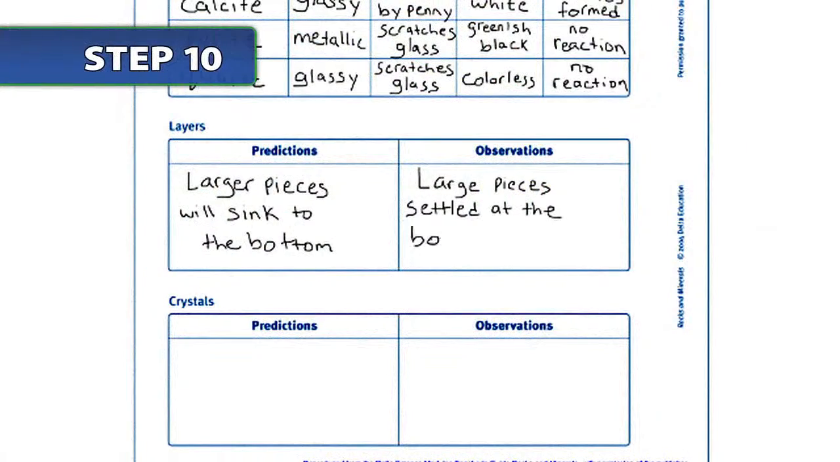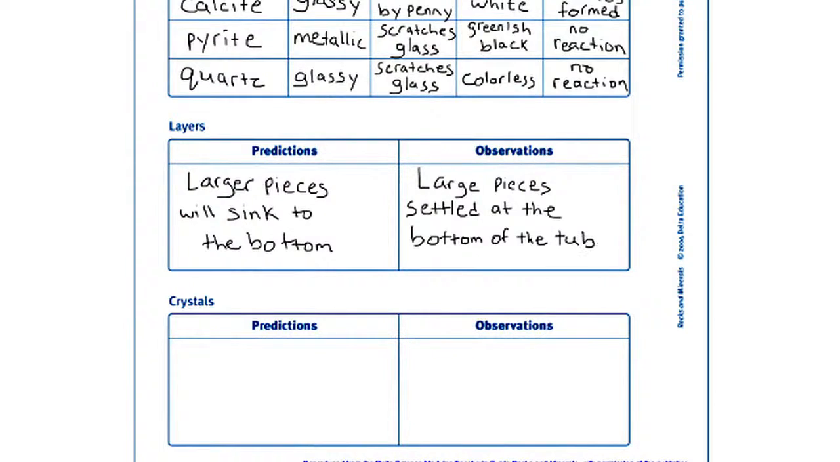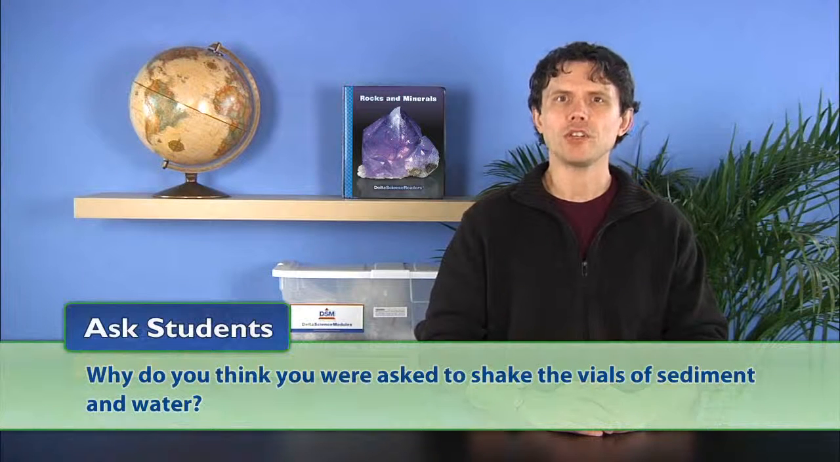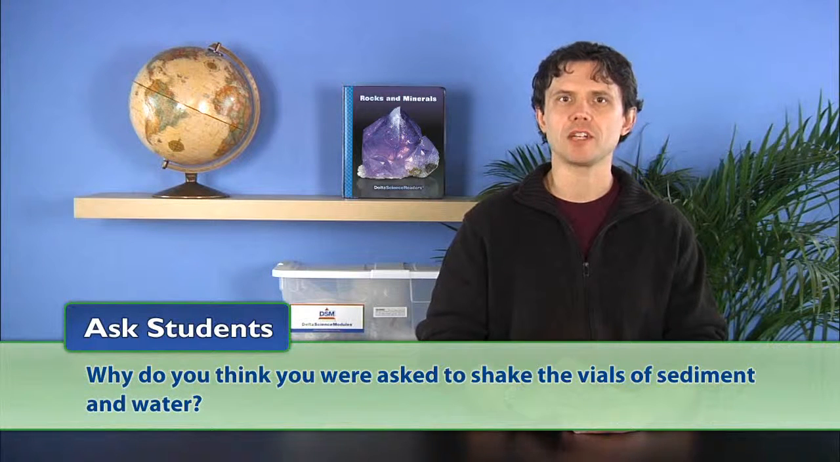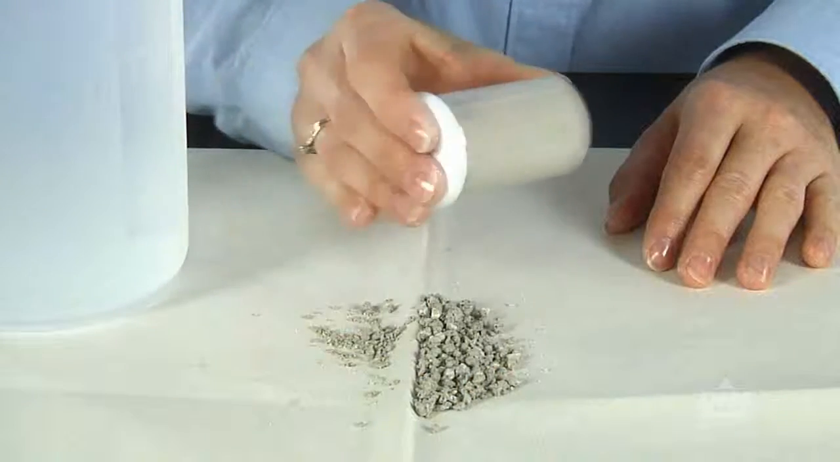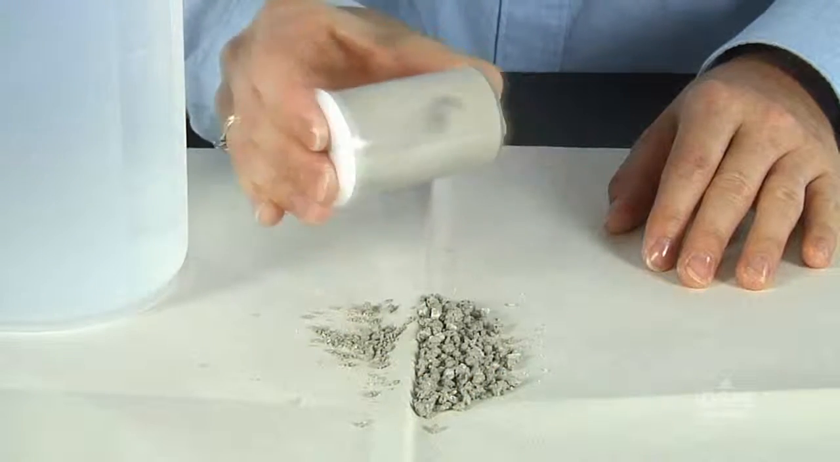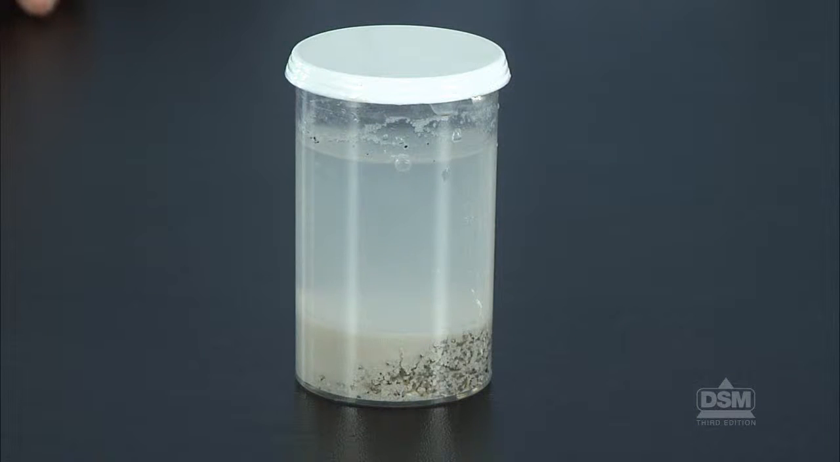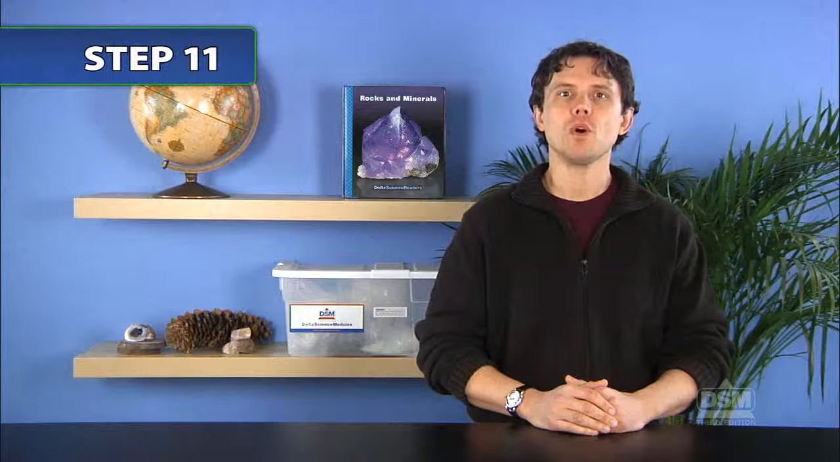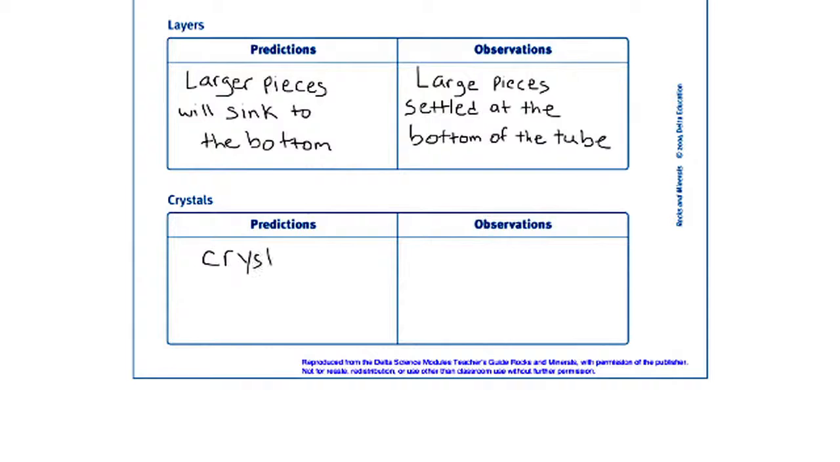After students have recorded their observations of the sediments in the vials, remind them of their experiences with crystals and crystallization. Ask students, why do you think you were asked to shake the vials of sediment and water? Students may suggest that they shook the vials so that some particles would dissolve in water and can then be recrystallized and identified. Ask students to predict what will happen if they allow the liquid in the sedimentation vial to evaporate. Students should infer that if they allowed the liquid to evaporate, crystals may form.